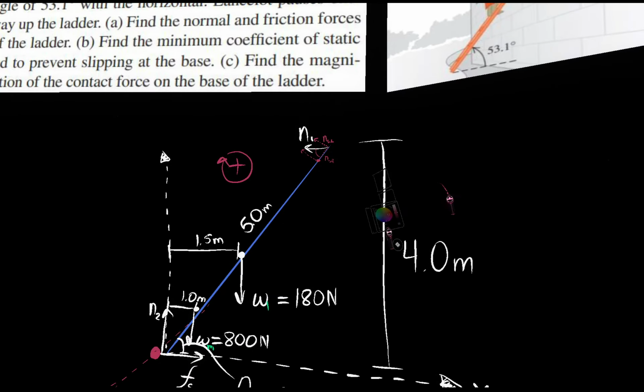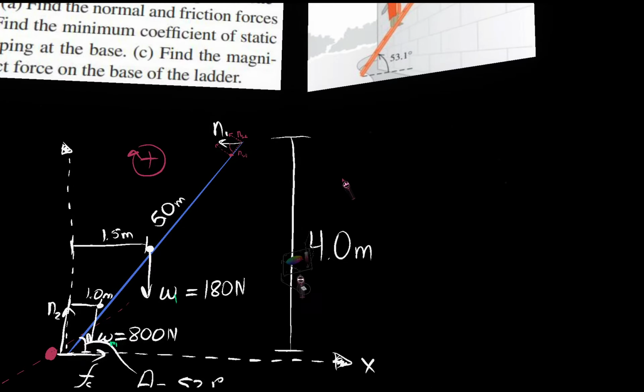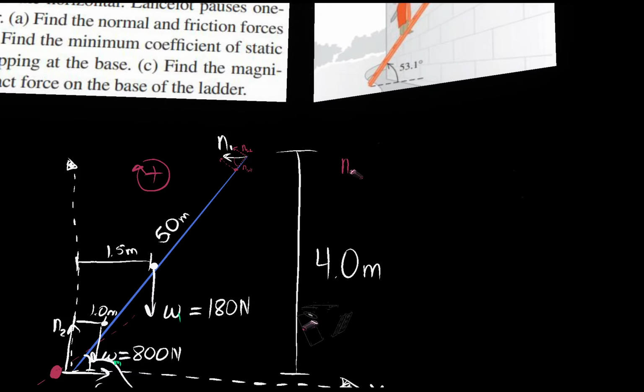So we would have, let's work over here, N1 sine theta, or 53.1. And that's equal to N sub 1 perpendicular. That's that component that we want. This is our F in r cross F for this torque, right? Okay.